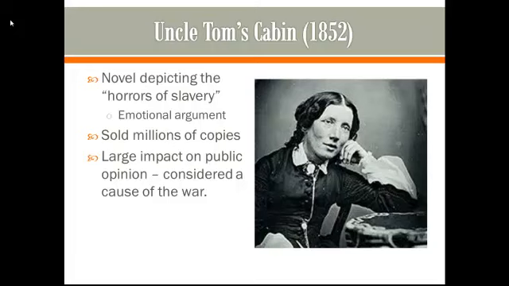When Abraham Lincoln met Harriet Beecher Stowe, he said, "Oh, so you're the woman who wrote that little book and started this big war." Uncle Tom's Cabin, to the Northerners, shows them what slavery is like in a way that they can understand it, a novel. They read it, and then this changes their opinion and leads them to resist the South and start to distrust the South even more.